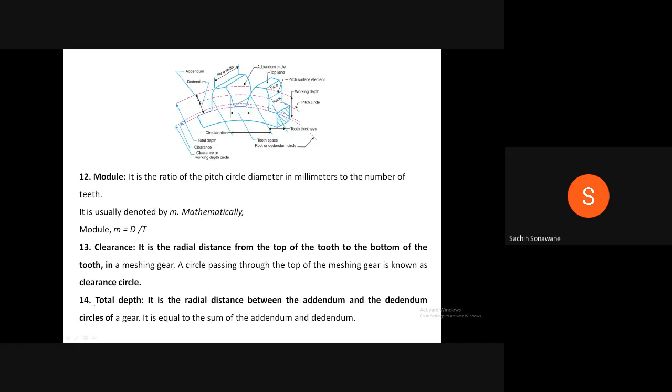Next is total depth. It is the radial distance between the addendum and the dedendum circles of a gear. It is equal to the sum of the addendum and dedendum. Now if you will see here, total depth, this distance is there, that is sum of addendum plus dedendum is equal to total depth.